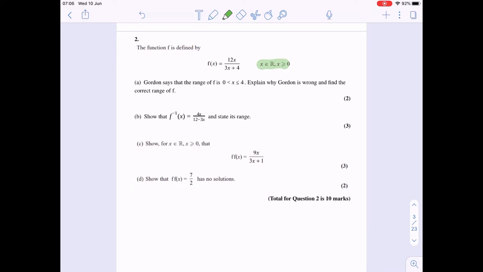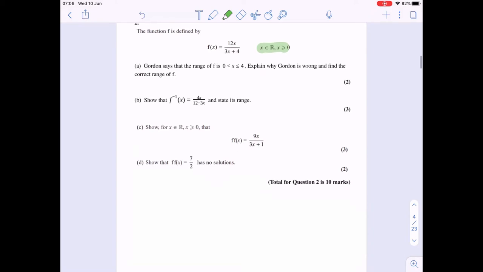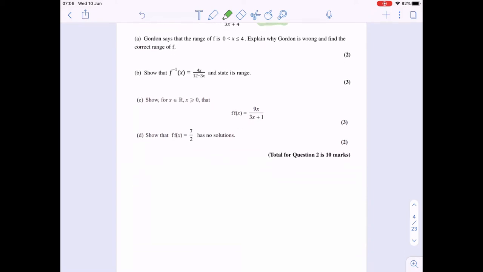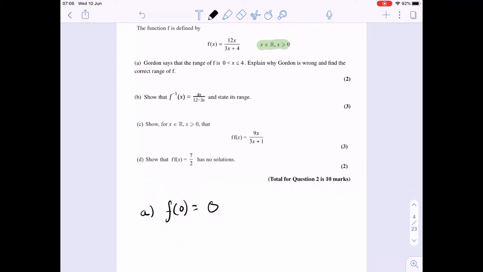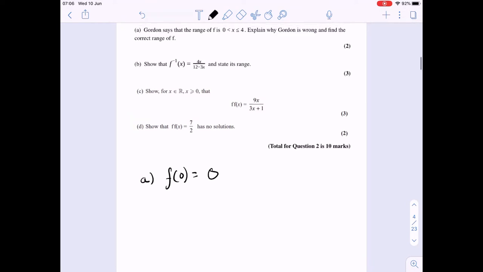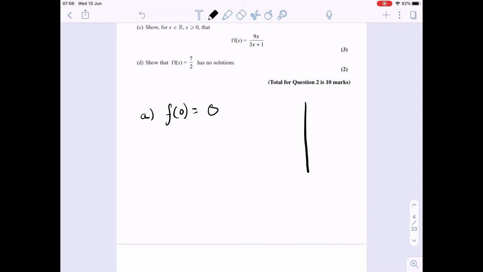Now, when x equals 0, so that's the lowest number in our domain, we are looking to find our range. So we need to plug in some of these values and see what happens. So for part a, we're going to look at f of 0, and that's going to just be 0, because our numerator 12x will just become 0, and 0 divided by anything stays 0. So we already know that the range can also equal 0. So on our graph, we know it's passing through at this point.